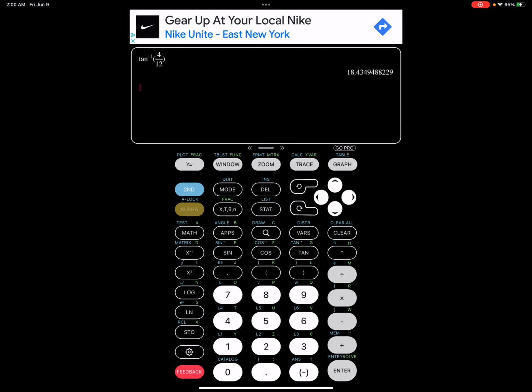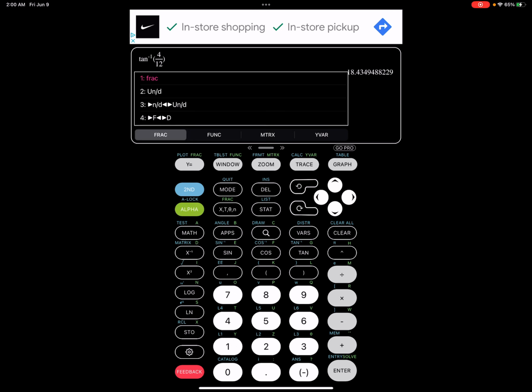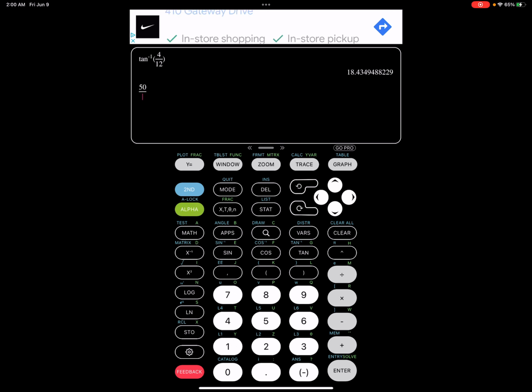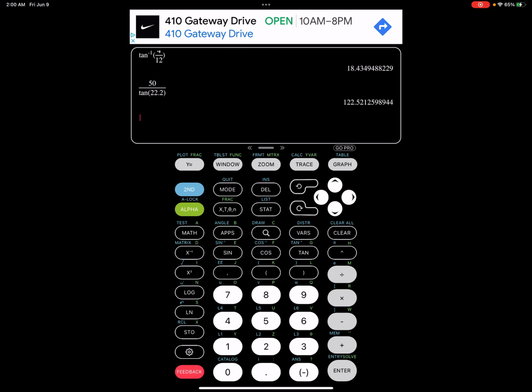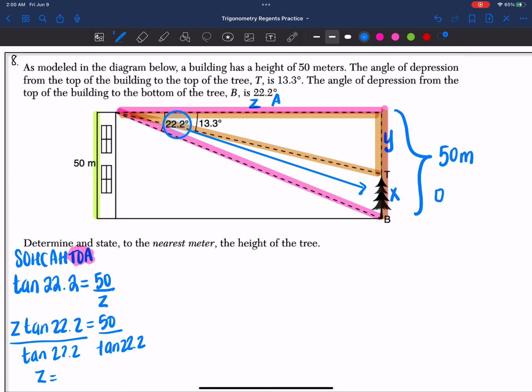So z is equal to 50 divided by tan of 22.2. Let's see, alpha, y equals, enter. 50 divided by the tangent of 22.2 is 122.5213. So we always want to give ourselves some wiggle room.